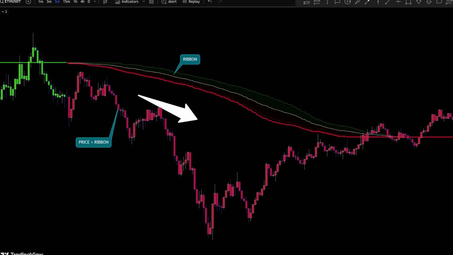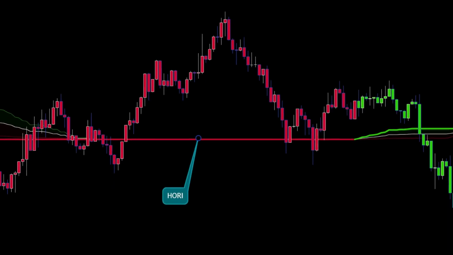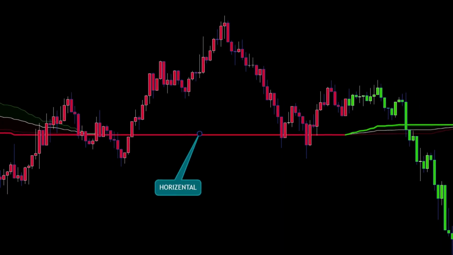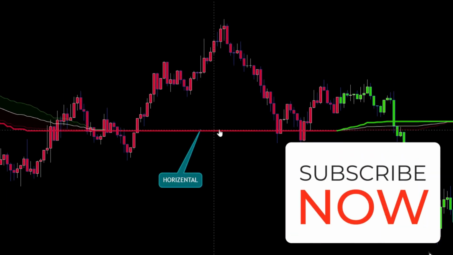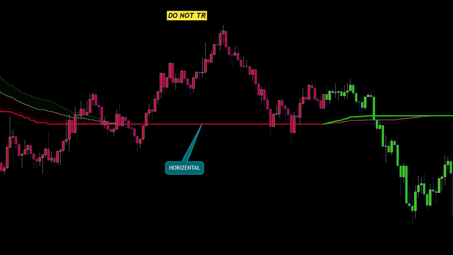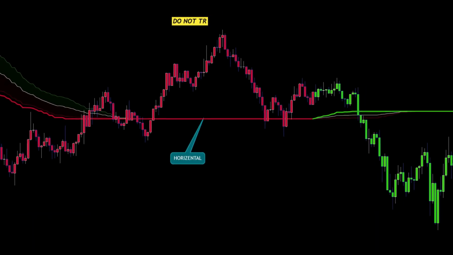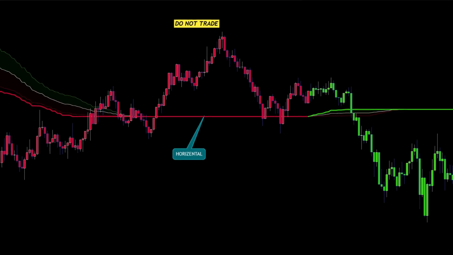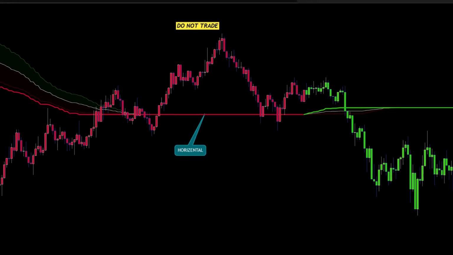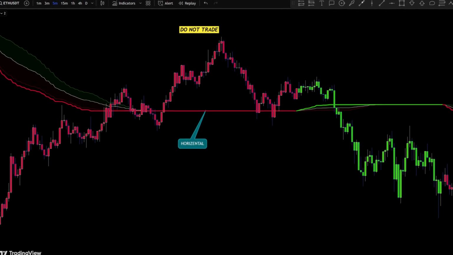Now here's the really important part. If the ribbon is flat, moving sideways, it means the market is basically undecided. It's like a ship lost at sea, not knowing which way to go. And when the market is indecisive, it's best to stay on the sidelines. Trust me, you don't want to get caught in a choppy market. It's a recipe for frustration and potentially losing money. So if you see the flat ribbon, just chill and wait for a clearer signal.